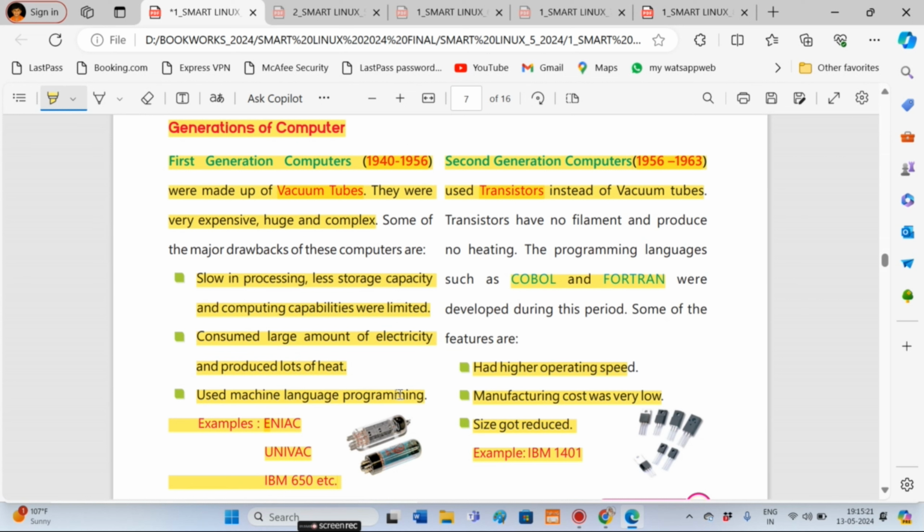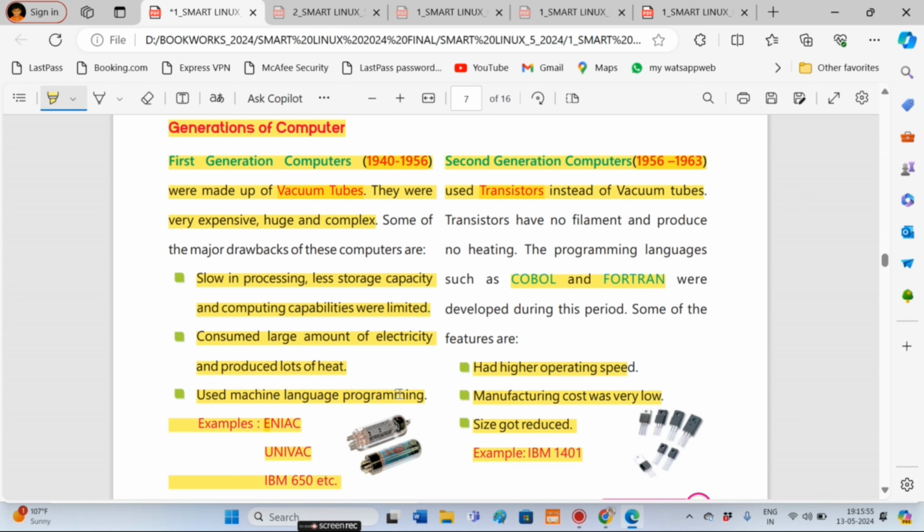Generations of computers. First generation computers were made up of vacuum tubes. They were very expensive, huge and complex. They have a lot of drawbacks, and some of the drawbacks are slow in processing, less storage capacity, consumed large amount of electricity and produced loads of heat, used machine language programming. Examples: ENIAC, UNIVAC, IBM 650, etc. So first generation computers were made up of vacuum tubes and they were very expensive, huge and complex.